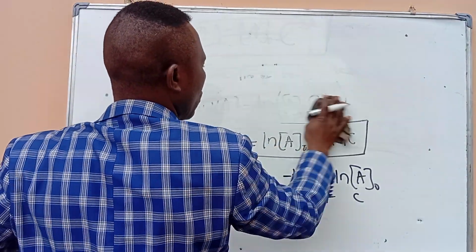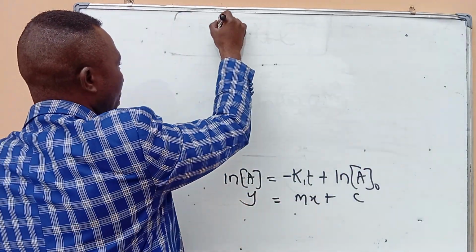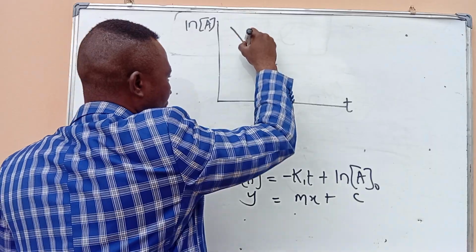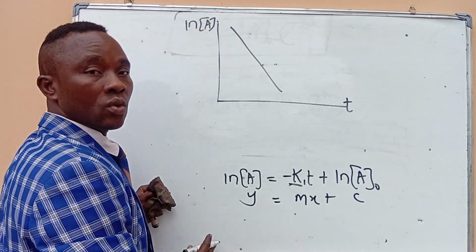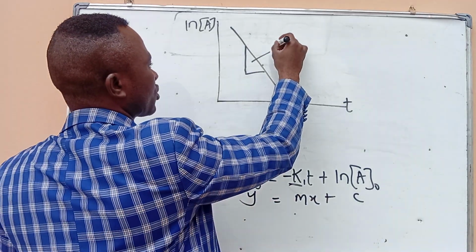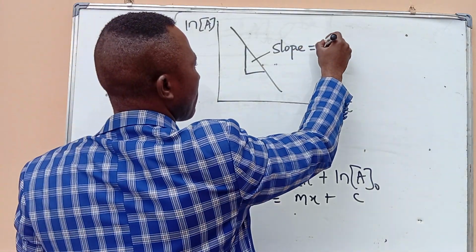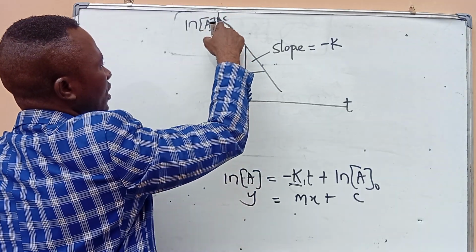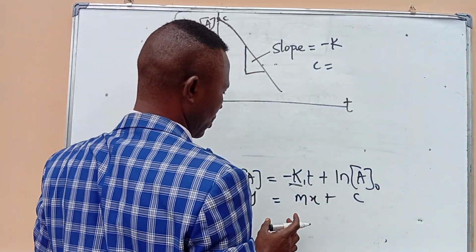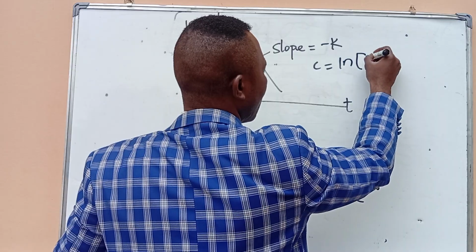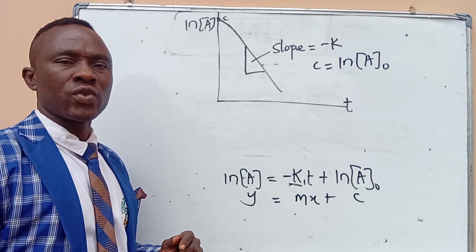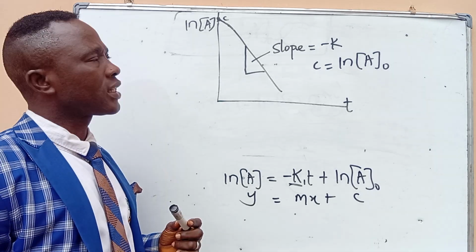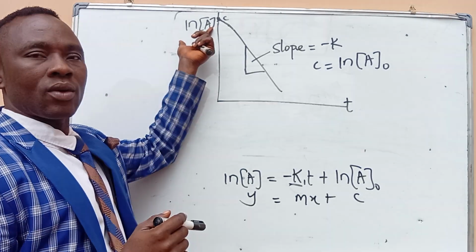So that is to say that if we plot this graph here, we are plotting ln A against time. We have a negative slope. So our slope should be negative, and that slope should be equals to minus K. Then the intercept on the y-axis, C, should be equals to ln of initial concentration. So it's a straight line graph. That is how you identify a first order reaction: you plot ln of final concentration against time.